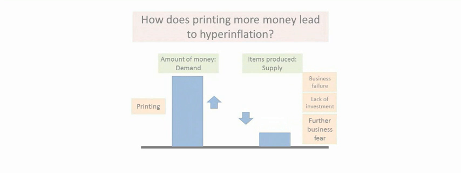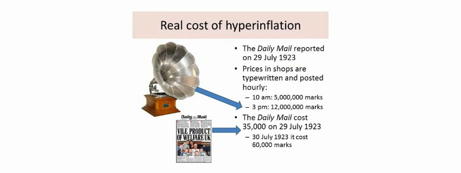Anyway, specific examples. The Daily Mail on 29th of July 1923 pointed out that the prices of goods change hourly. So for example, a gramophone, that thing on the left, at 10 AM in one shop on the 29th of July was 5 million marks. By 3 PM it had gone up to 12 million marks. The Daily Mail cost 35,000 marks on the 29th of July, when it would have cost 2 or 3 in 1919. And a day later, it had gone even higher, to 60,000 marks.